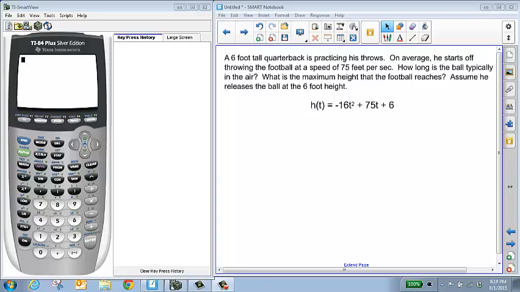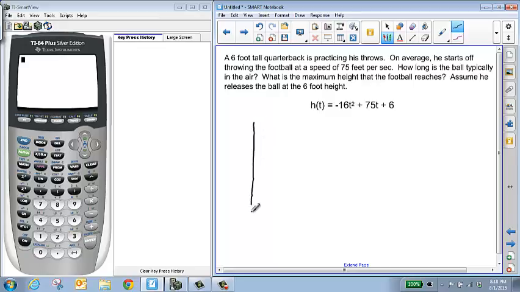From the guided learning, we're able to see that the function that's going to represent the path of this football is h of t equals negative 16t squared plus 75t plus 6. Before we start using the graphing calculator, let's go through and make a rough sketch of the path of this football.